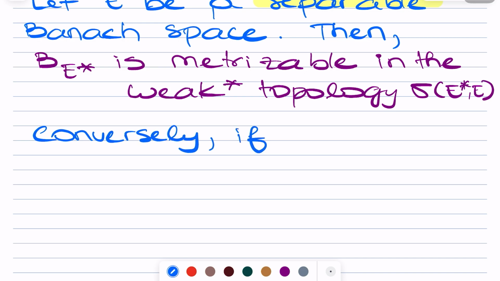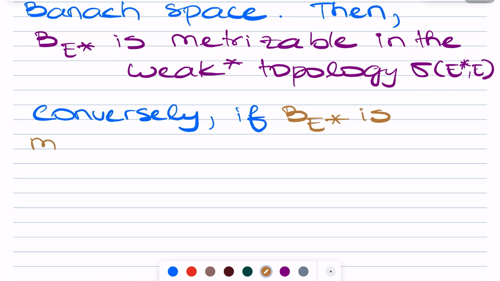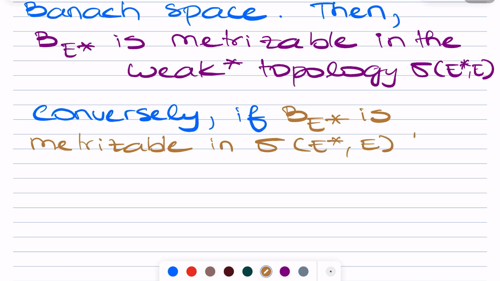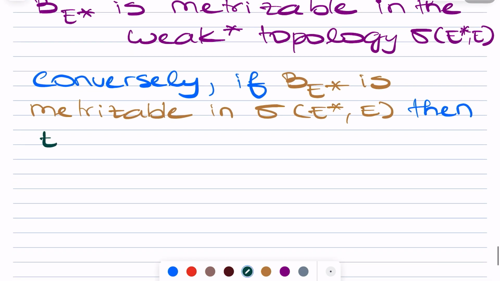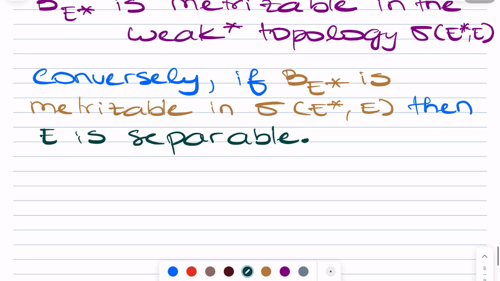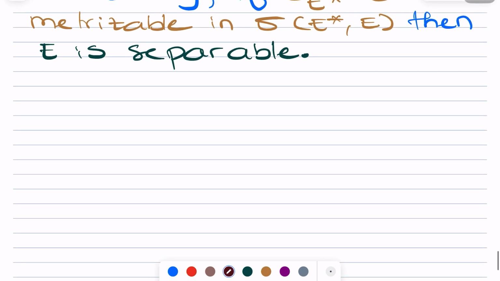if the closed unit ball in E star is metrizable in the weak star topology, sigma E star E, then the space E is separable. Good. Of course, there is also a dual statement. Before going into the proof, let's state the dual version. We'll come back to the proof, so don't worry. Theorem 3.29.